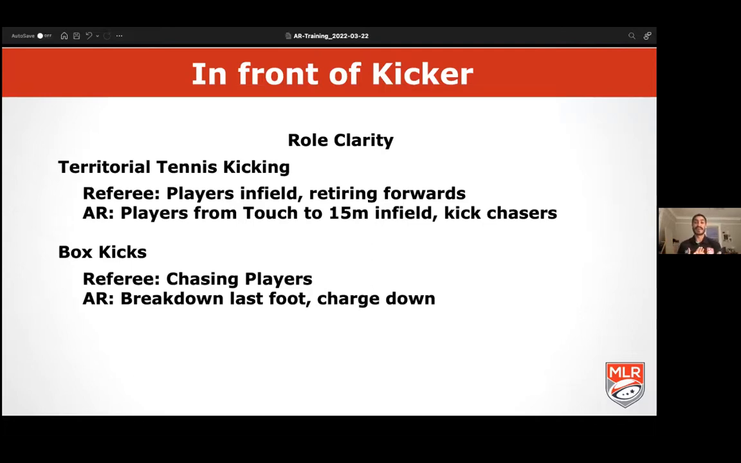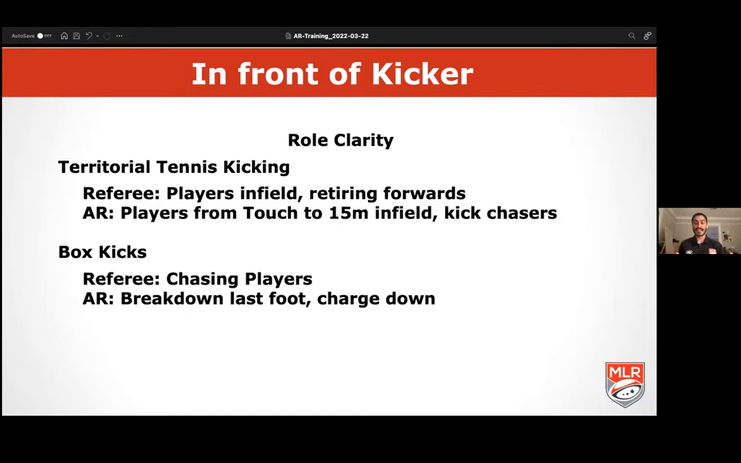And then as assistant referees, our responsibility is from touch towards 15 meters in field. So those kick chasers, because usually that duel happens inside the tram lines, right? If we can make sure that those players are behind the kicker, or we're communicating to them, then that's the best thing.